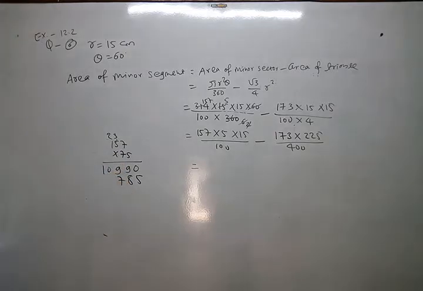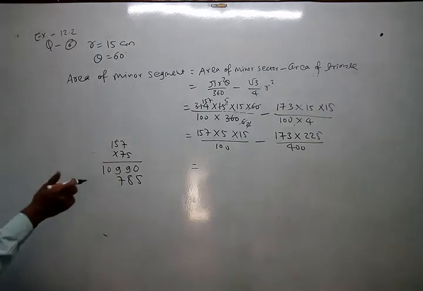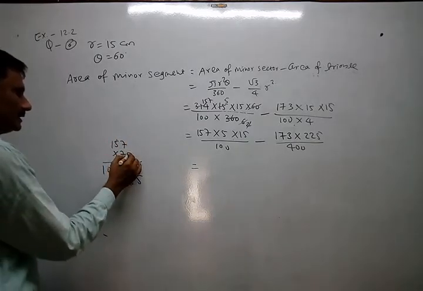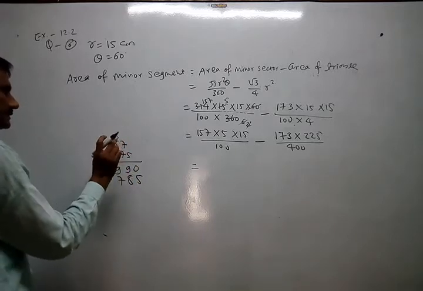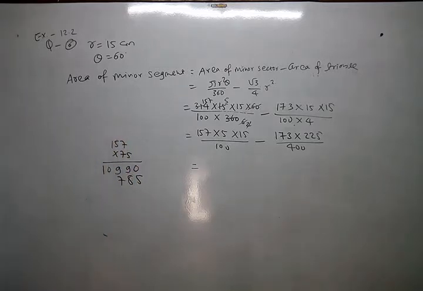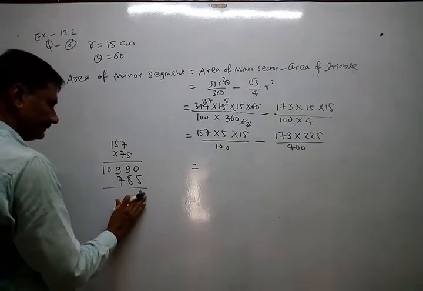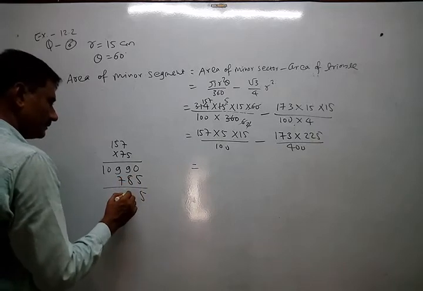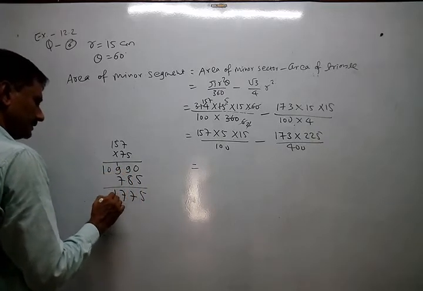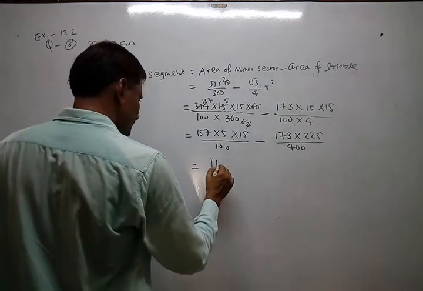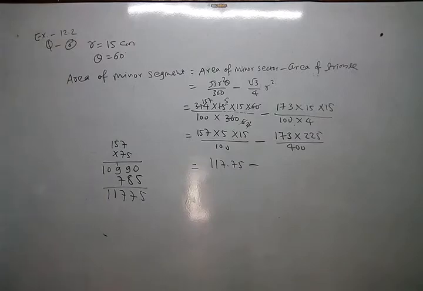Okay. So again 5 7s are 35, 3 5 5s are 25 plus 3 is 28, 7 8 5. Now it becomes 5, 9 plus 8 is 17, 1 and 17 1. So it becomes 117.75 minus. Okay, I just simplify it.